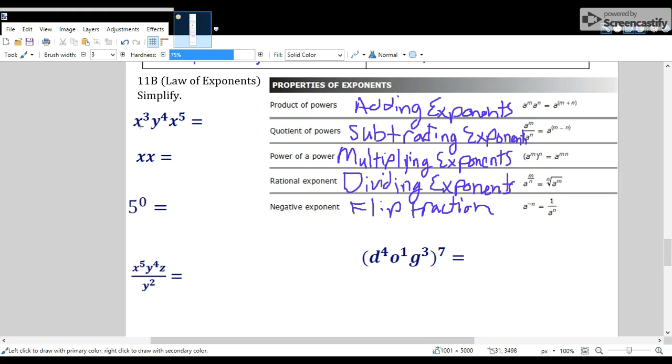Okay, so let's look at x to the third power times y to the fourth power times x to the fifth power. Well, we have two bases that are the same, and we're going to use the product of powers, so we're going to add those exponents together. So we have x to 3 plus 5 times y to the fourth. So our simplified form would be x to the eighth power times y to the fourth power.